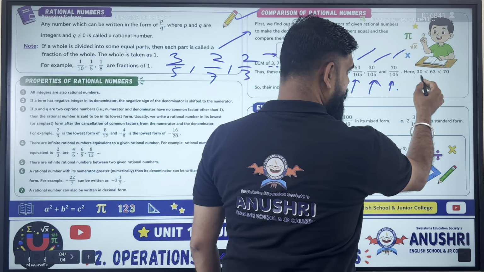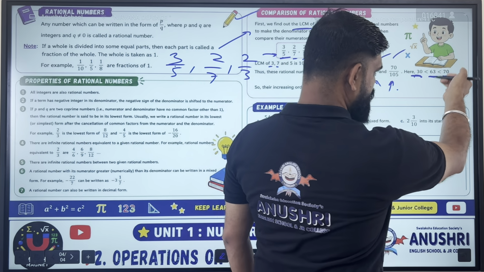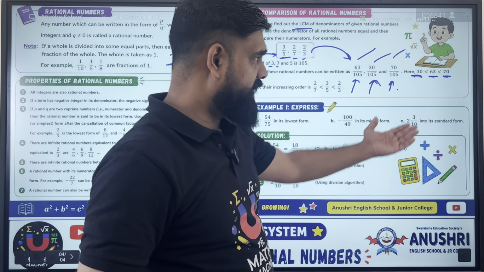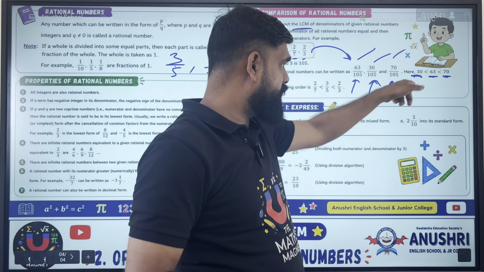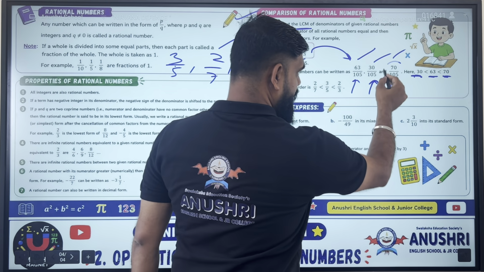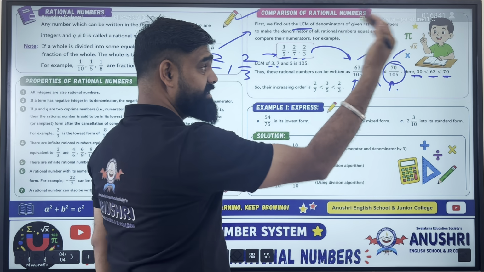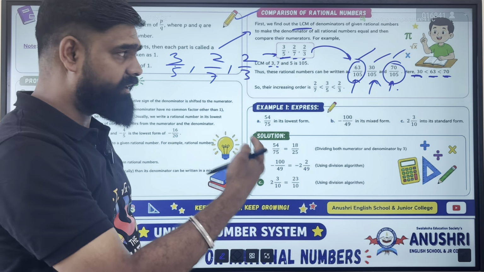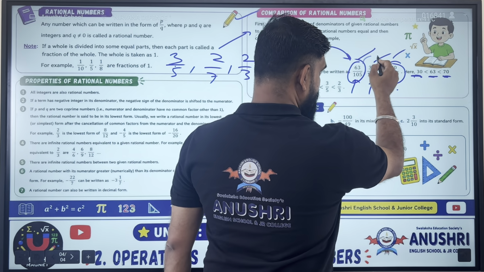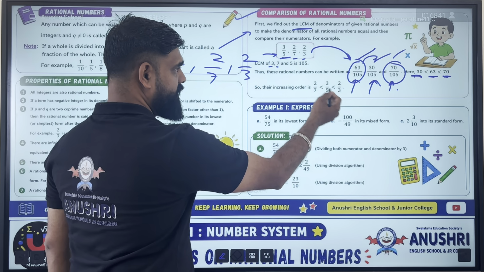So we have 30, 63 and 70. 30 is less than 63, which is less than 70. So the greatest number is 70. We can write that 70 by 105 is greater than 63 by 105, which is greater than 30 by 105.